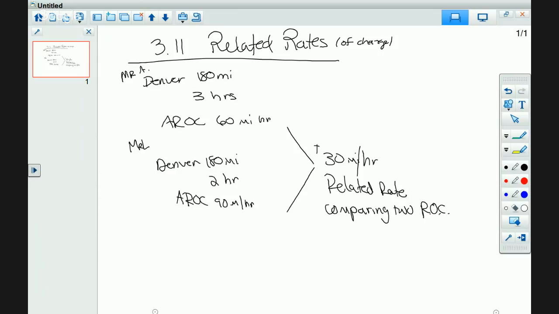Is that linear? This is not linear anymore, is it? So how are the rates changing with respect to each other? These are the types of things that we're going to start to investigate. What shape do they make? If you connected the two of them, what shape is that? A triangle. So guess what theorem we would probably use? Pythagorean theorem.